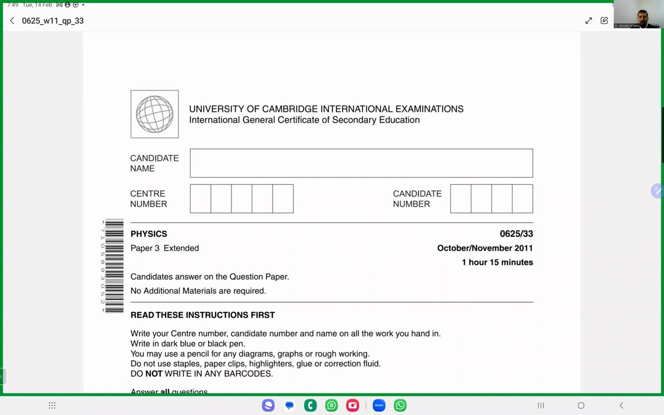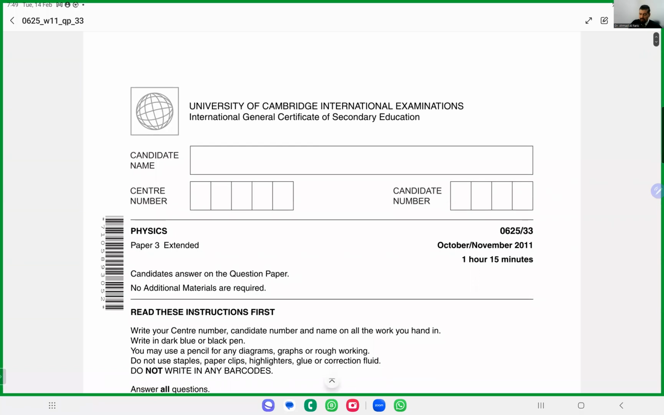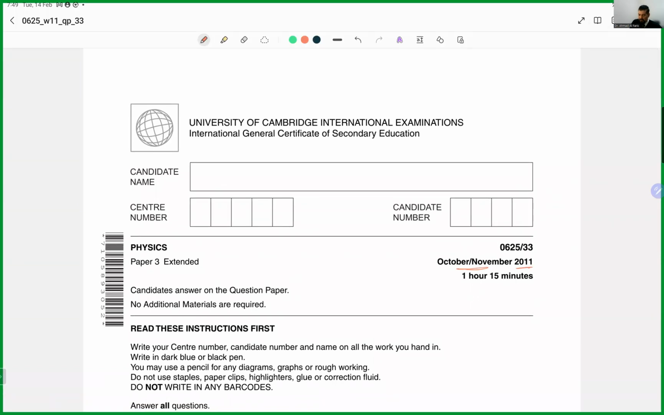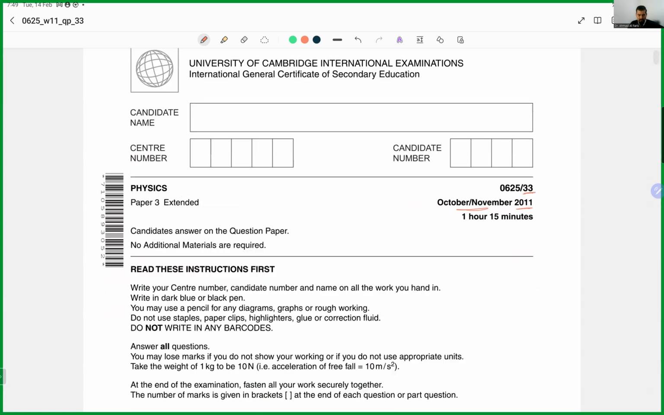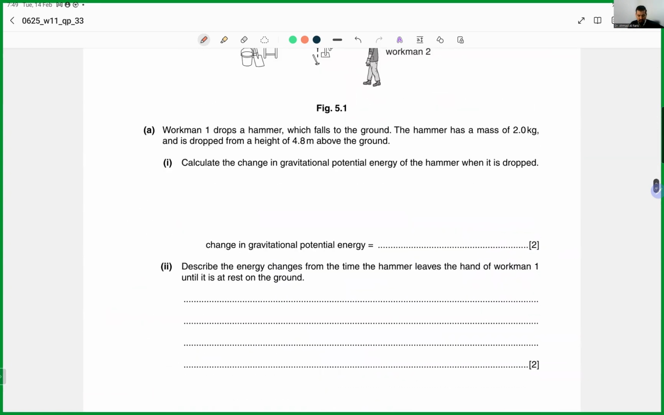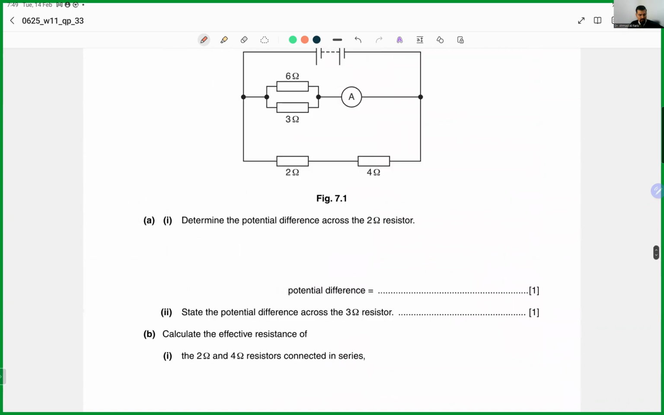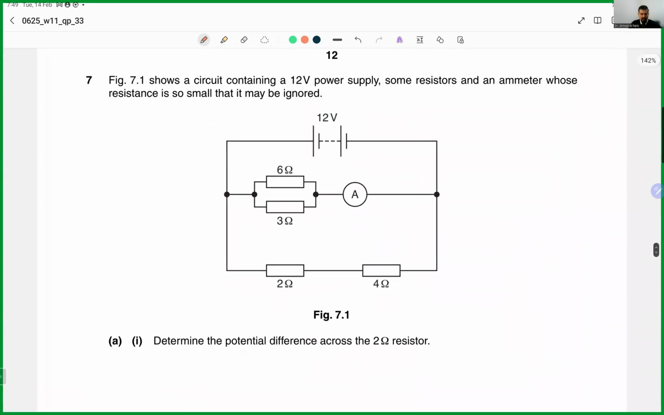Today we're going to answer a question about electricity from October-November 2011, variant 33. Let's go to the question. The question is number 7. What they say: the figure shows a circuit containing a 12-volt power supply, some resistors and an ammeter, whose resistance is so small that it may be ignored.